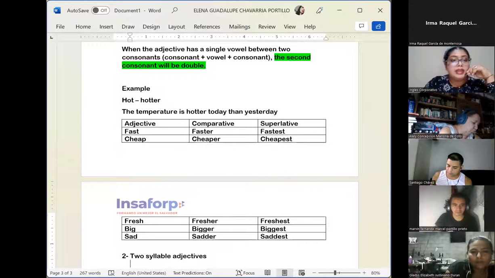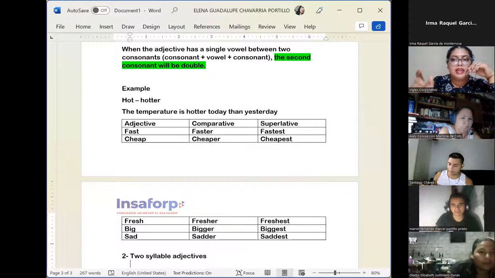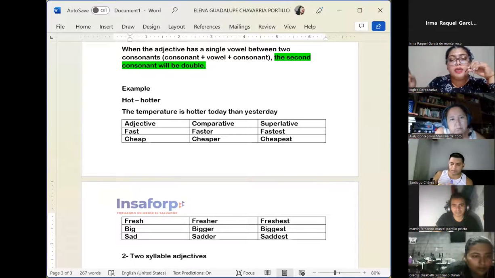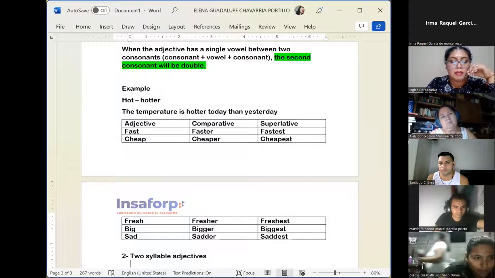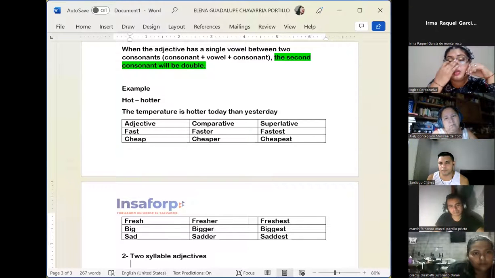In this case, for comparative adjectives, the suffix ER will be added, the same, ER at the end, or it will be preceded by more. So here we have a different thing: we are going to write more, then we are going to write the adjective. For a superlative adjective, the suffix EST will be added, or it will be preceded by most. Most at the beginning, then the adjective. Sometimes both forms are used, but one will be more common. When in doubt, use more or most instead of a suffix. If we are not sure about the adjective that we are using, we can add most and more, and we are not going to change the suffix in the adjective.